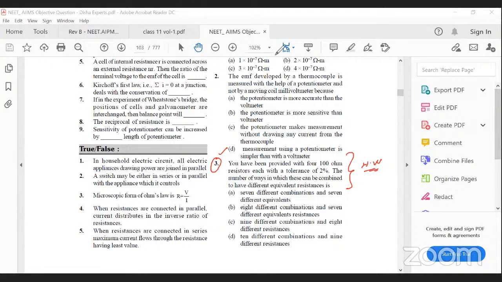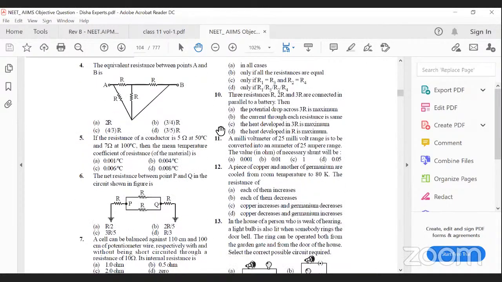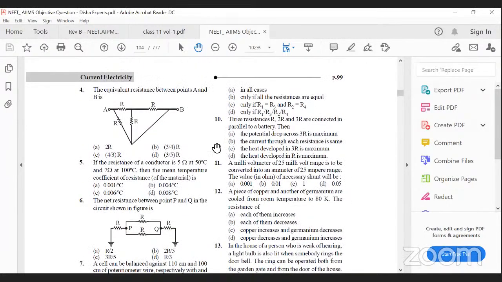Okay, let's see the fourth question: the equivalent resistance between the points. How do we solve this? First, three resistors are in parallel.